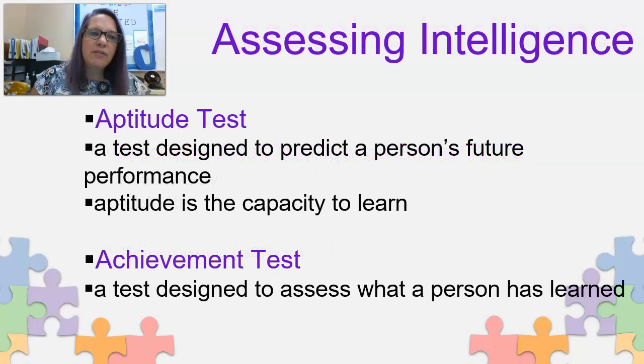Here is a set of confusing pairs for us, different types of tests that are used to assess your intelligence. The first one is an aptitude test. This test is designed to predict future performance. So aptitude is just your capacity to learn. For example, the SAT is an aptitude test. It is telling colleges your ability to learn and be successful in college.